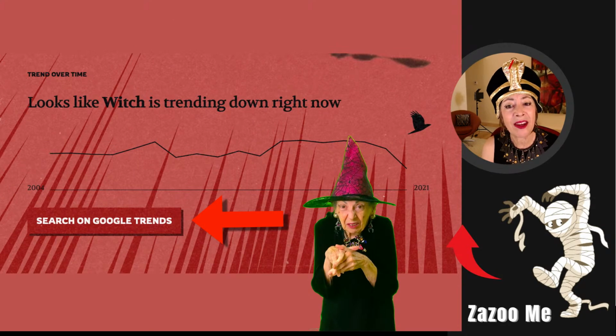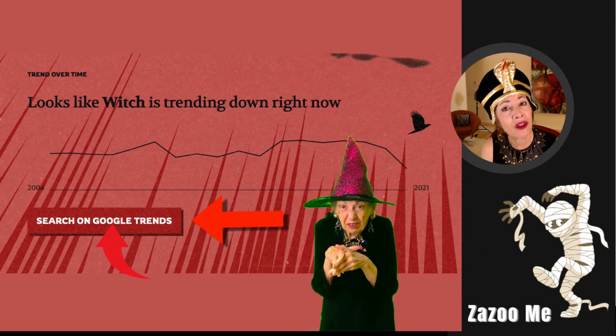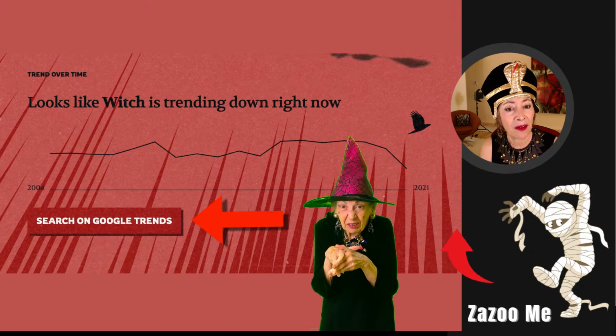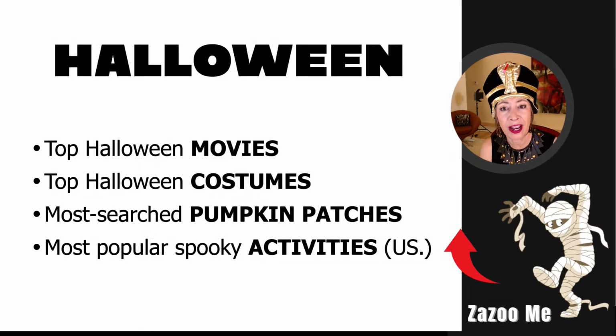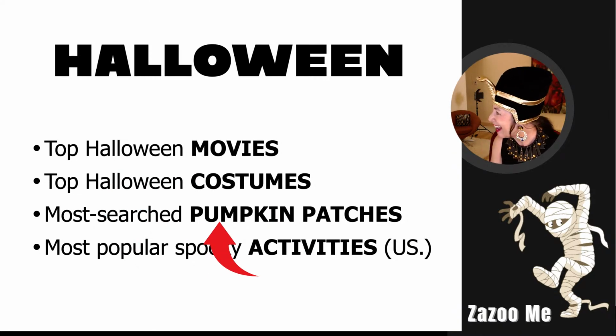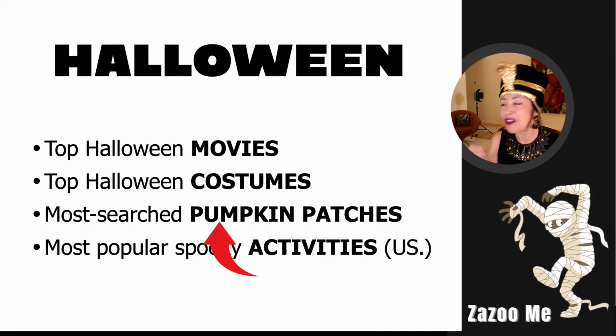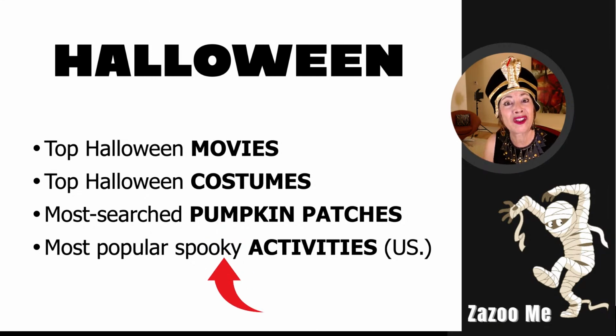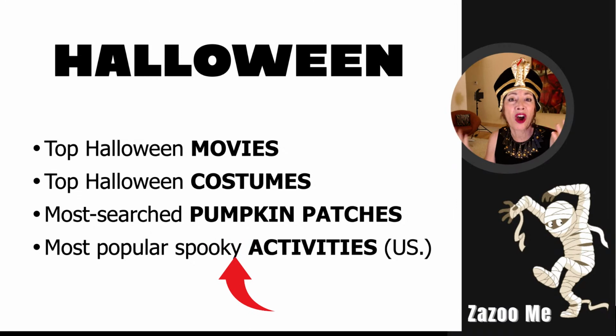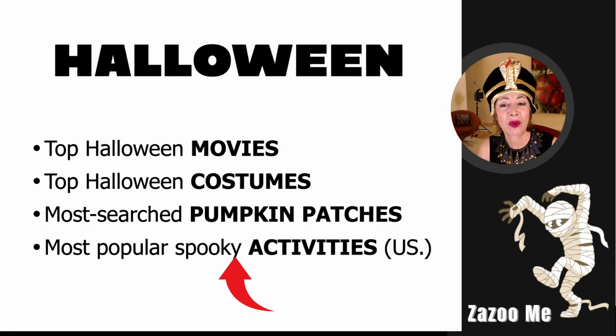Which is trending. Then you can go literally to Google Trends. There's a button right on Frightgeist that you can click to go to Google Trends. And here are the other things that Google Trends will show you. The top Halloween movies, the top Halloween costumes, the top most searched pumpkin patches. Isn't that fun? So pumpkin patches are a huge thing that people are searching for right now. And then finally, spooky activities. Of course, that's haunted houses and crazy hay rides and mazes and things like that. That's what people are searching for.